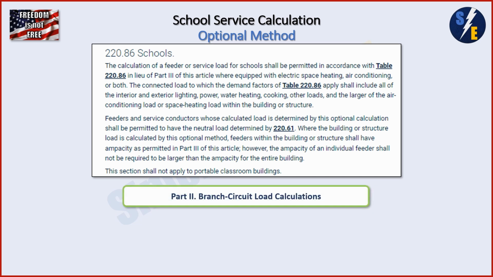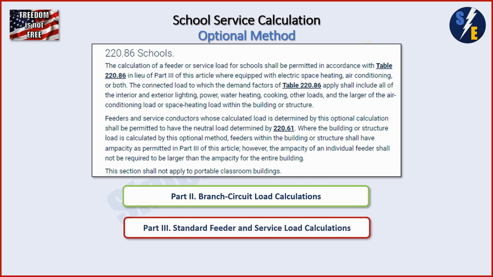So part 2 of Article 220 tells us about the branch circuit load calculations. It tells us how we establish each load and how we calculate them. And what we would do is just add up each branch circuit load and come up with a total, and that would be what we use for our feeder total. However, we are also given part 3, which is a standard feeder and service load calc that gives us some demand factors that we can apply, because they know that not all our loads are going to be used simultaneously.